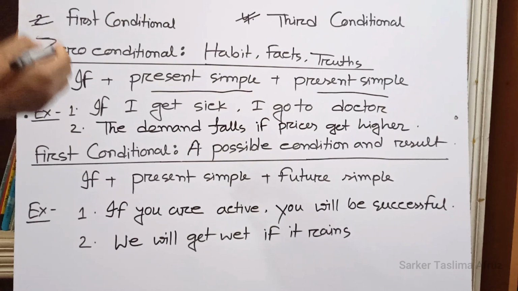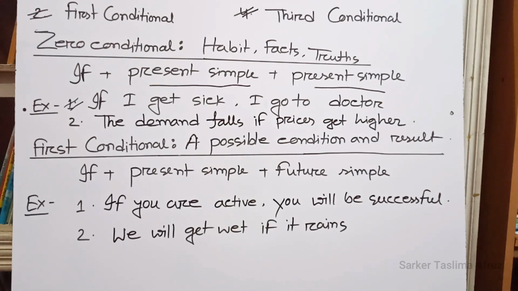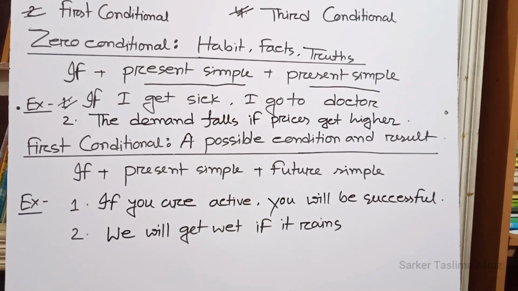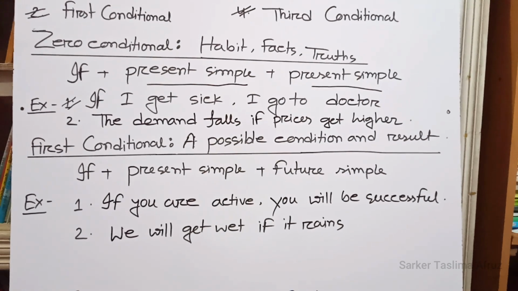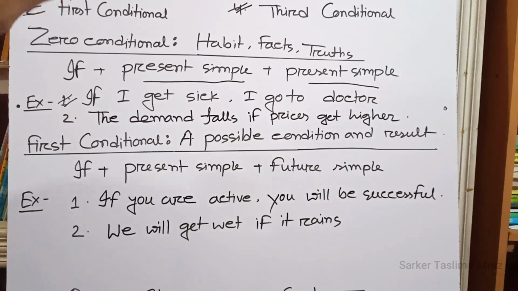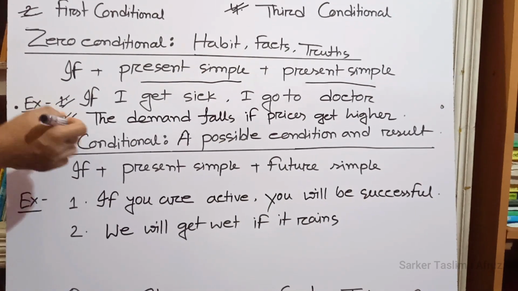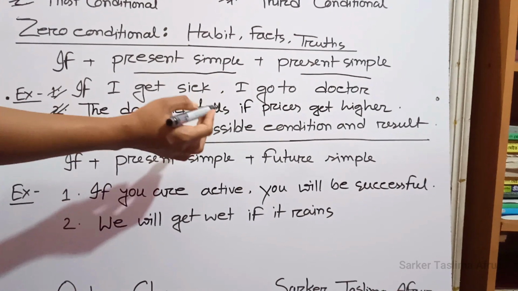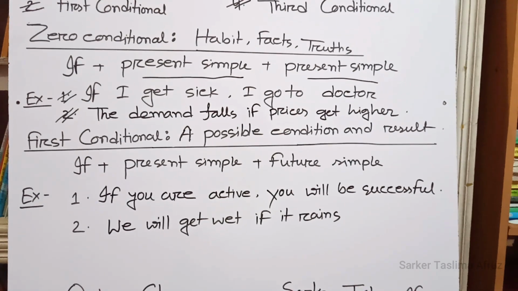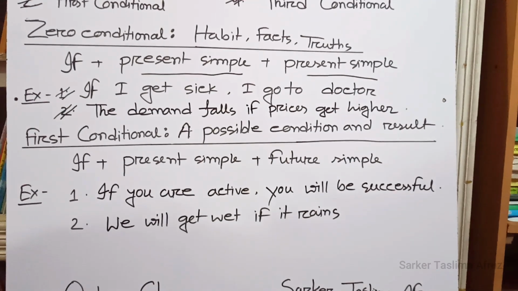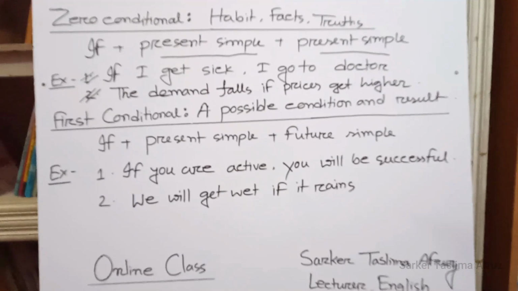So here are some examples for you. First one, if I get sick, I go to the doctor. Basically, I'm not sick, but it's a fact. If I get sick, in that case, I go to the doctor. So it's a fact or truth, but in fact I'm not sick. Next one, I wrote here, the demand falls if the prices get higher. Basically, when the price goes up, in that case the demand falls. So in reality, demand is not falling.